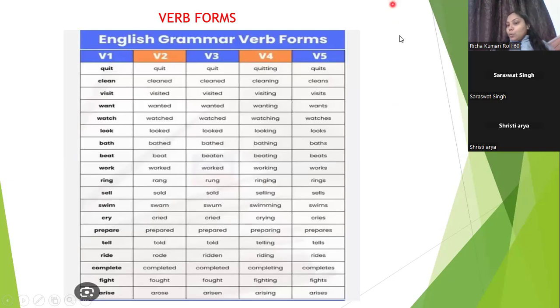Now see. Before moving on to the next topic of tenses, like learning the different parts of present tense, past tense, and future tense. Okay, the very important thing is to learn these verb forms.